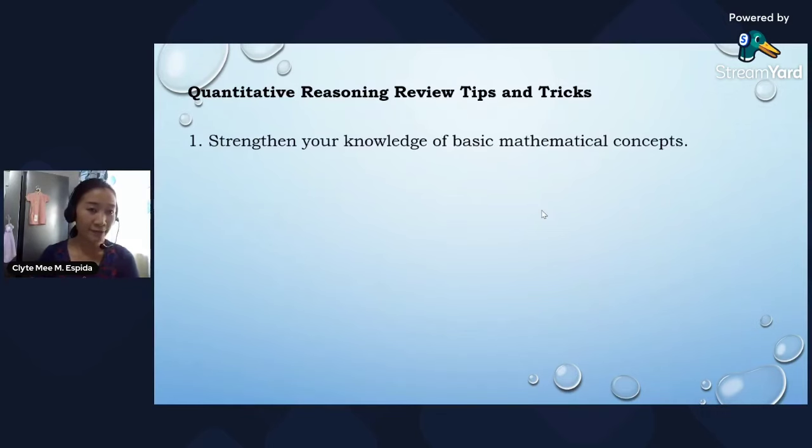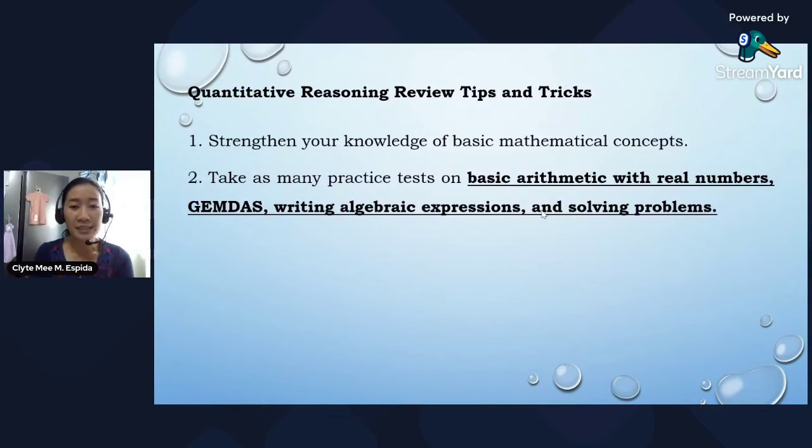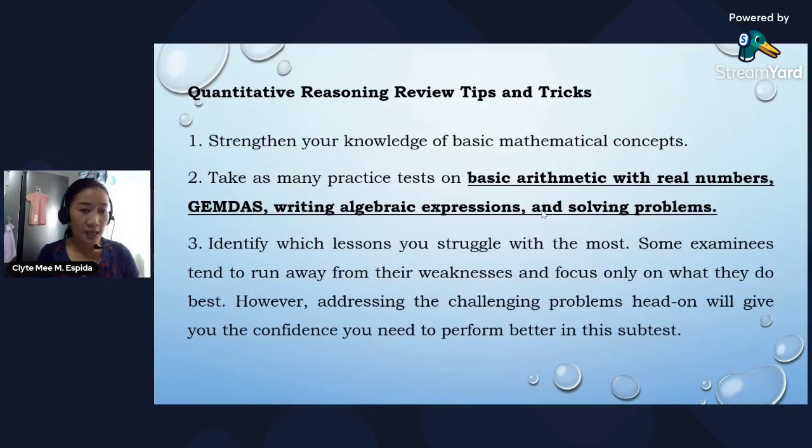So first, strengthen your knowledge of basic mathematical concepts, specifically the simple ones, such as addition, subtraction, multiplication, division, among integers, decimals, and fractions. For number 2, take as many practice tests as you can on basic arithmetic with real numbers, the GEMDAS, writing algebraic expressions, and solving problems. For number 3, identify which lessons you struggle with.